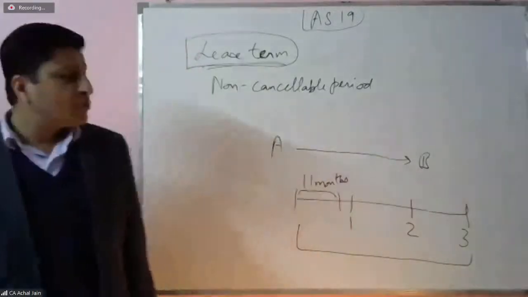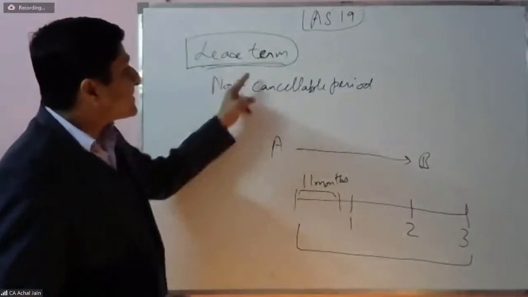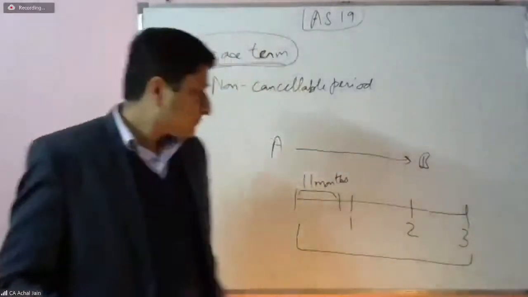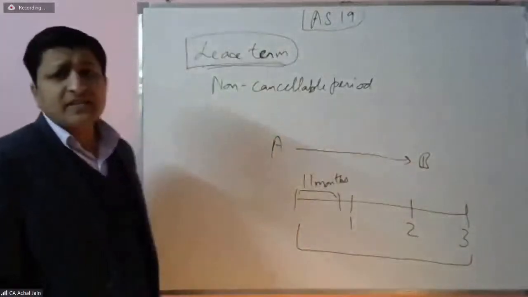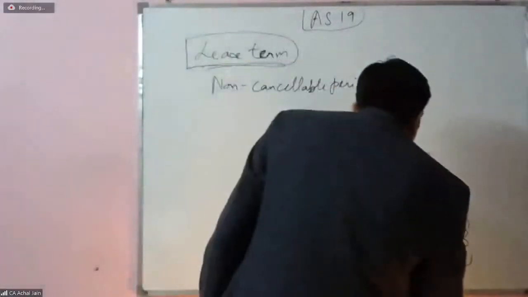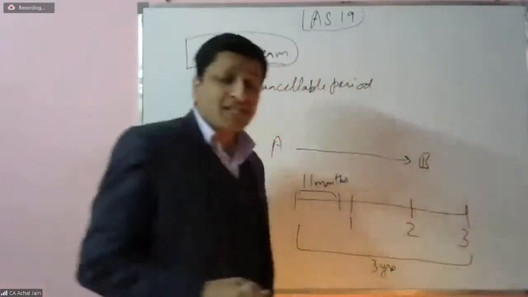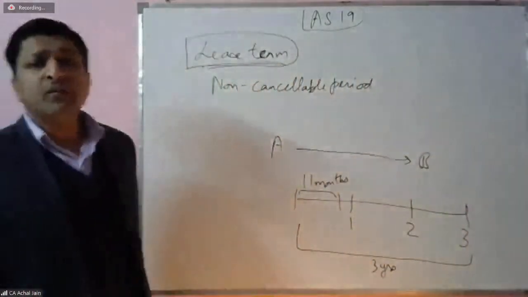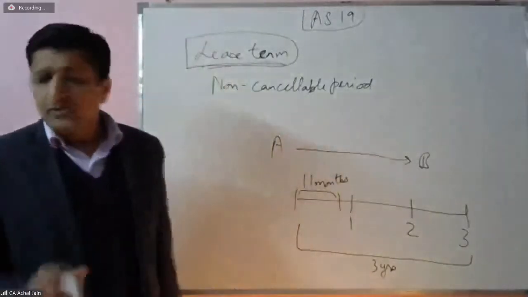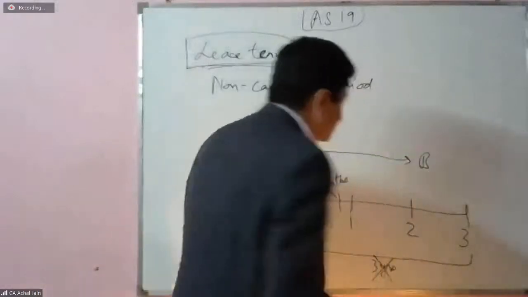So let's get to the solution. Now in this case, what is the lease term? Non-cancelable period. So if we look at this lease arrangement, this contract is for 3 years. But is this 3 years period non-cancelable? No, it's cancelable. So that's why 3 years cannot be the lease period.